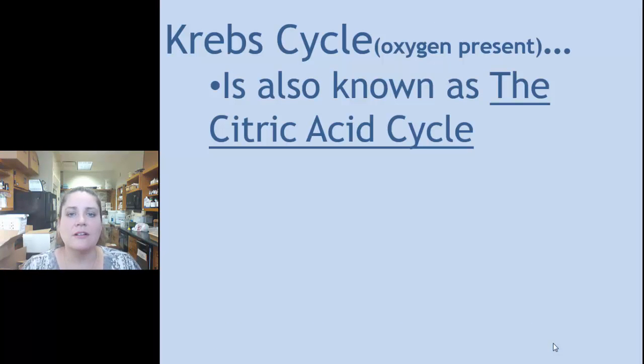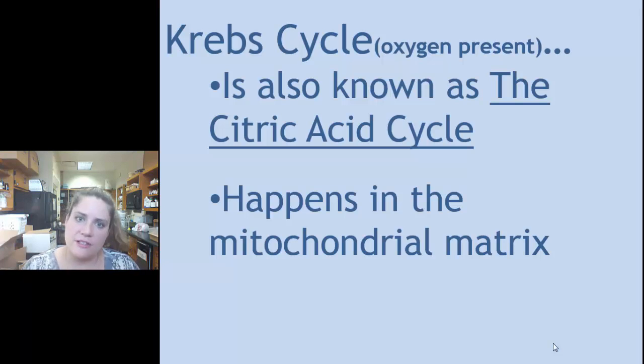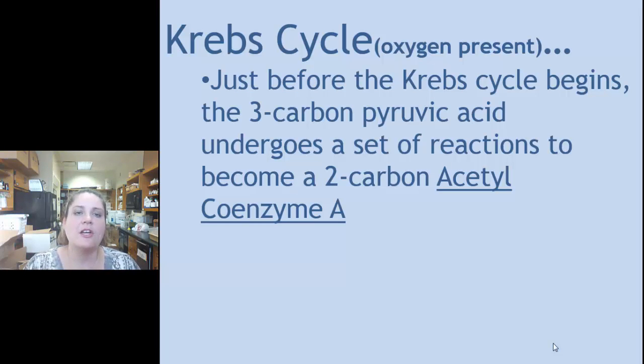So the Krebs cycle also is known as the citric acid cycle. And the Krebs cycle, or the citric acid cycle, is going to happen in that mitochondrial matrix. So in that floaty-around fluid inside that space between the cristae, that's where the Krebs cycle is going to take place.